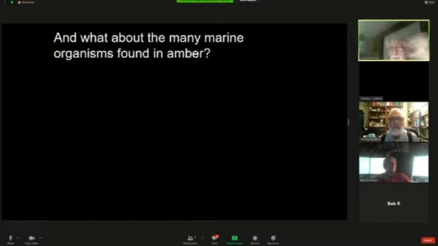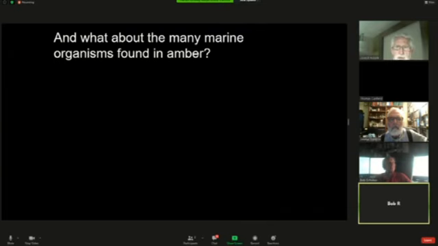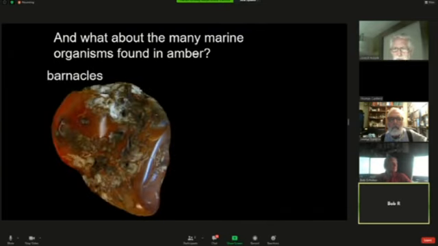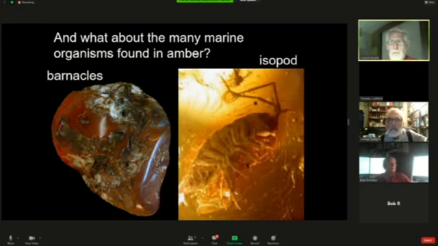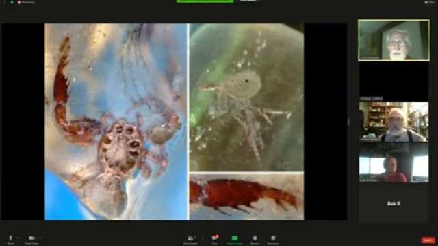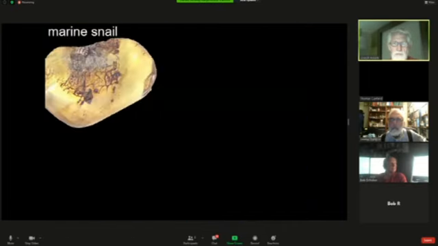And now an even greater problem is, what about these marine organisms found in amber? So barnacles, which, you know, fasten to rocks or to bottoms of ships or to piers, how did these things end up in amber? How about isopods, which are very small crustaceans related to crabs and shrimp? How about crabs themselves? How about marine snails?